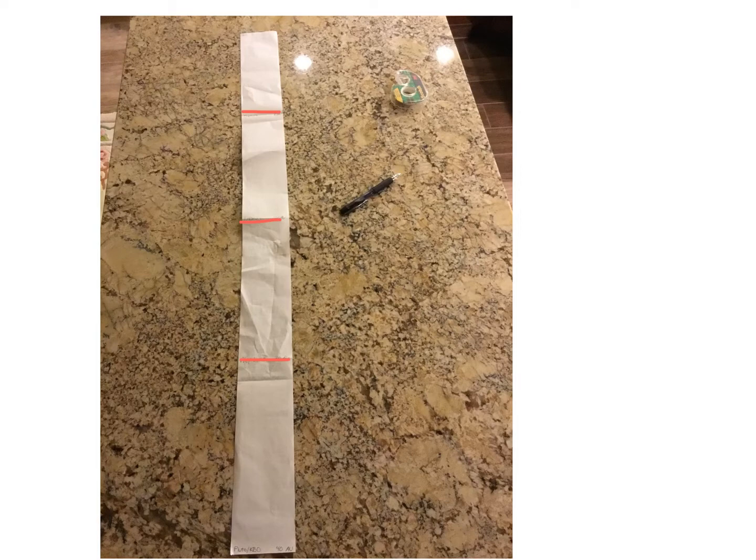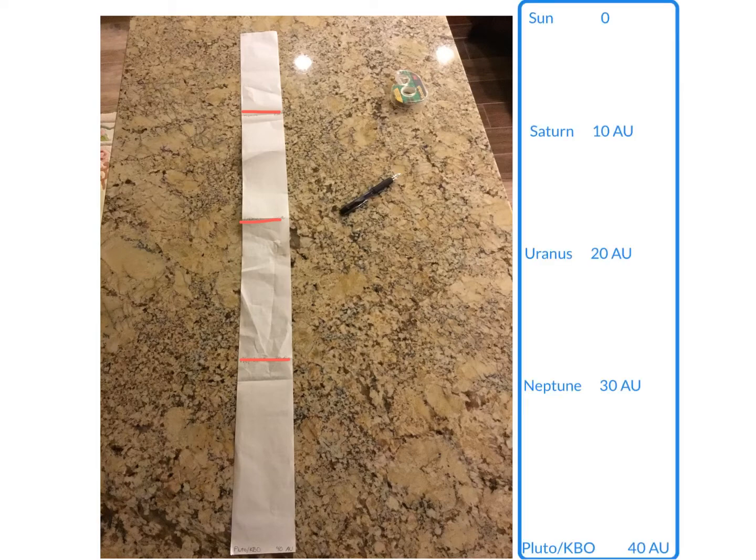Label the first one closest to the Sun, Saturn, and 10 AUs, the center one, Uranus, and 20 AUs, and the one closest to Pluto should be labeled Neptune, and 30 AUs. Your product so far should look something like this. Each of those 5 labels evenly spaced from end to end.